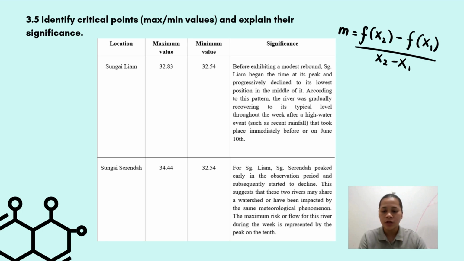Second is Sungai Serenda. Maximum is 34.44. Minimum is 32.54. Sungai Liam and Sungai Serenda peaked early in the observation period and subsequently started to decline. This suggests that these two rivers may share a watershed or have been impacted by the same meteorological phenomenon. The maximum risk of overflow for this river during the week is represented by the peak on the 10th.